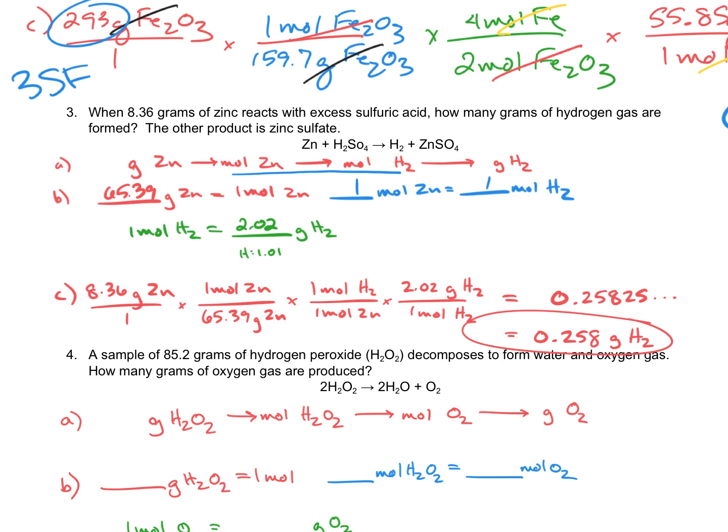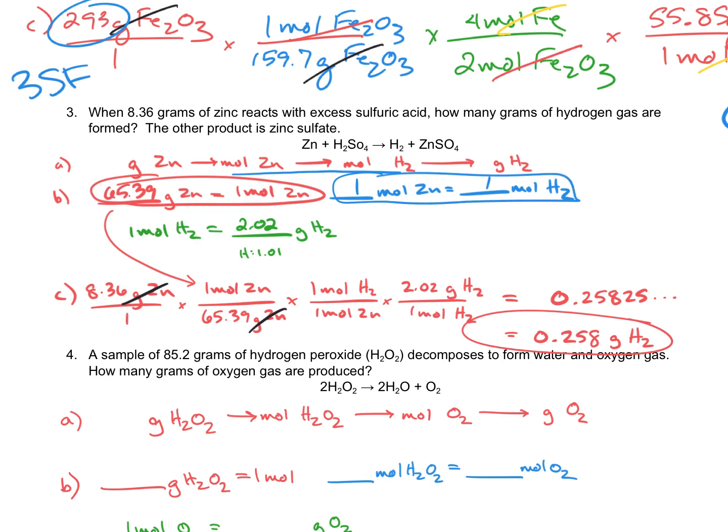So the first conversion goes from grams into moles. The first equality is this one. You have to put grams of zinc in the denominator so that the units cancel. The second conversion changes moles of zinc to moles of hydrogen, and if you set it up correctly, you can see that moles of zinc will cancel. Now we are left with moles of hydrogen. Moles of hydrogen to grams of hydrogen comes from the molar mass.